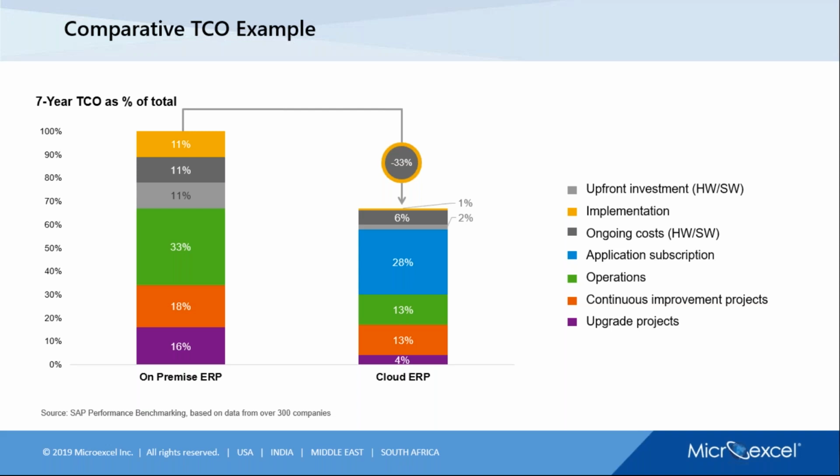One area which probably is not there in the on-premise is this blue box, which is showing 28%, which is amounting to your subscription costs. In an on-premise, you usually won't have a subscription. And there is a drastic decrease even in the implementation cost because there is no hardware setup to be done.